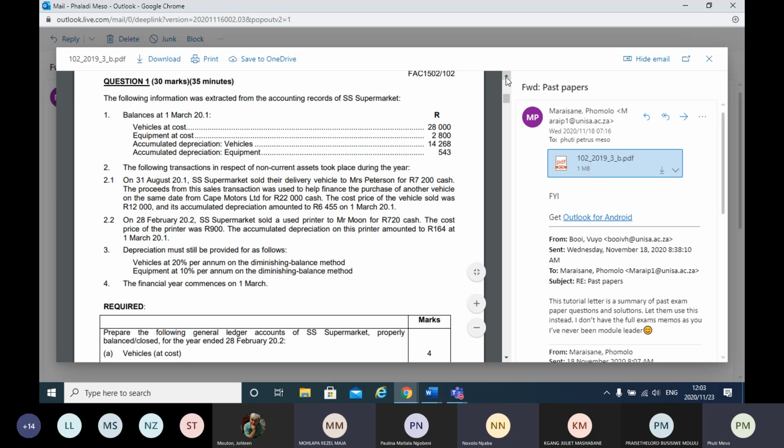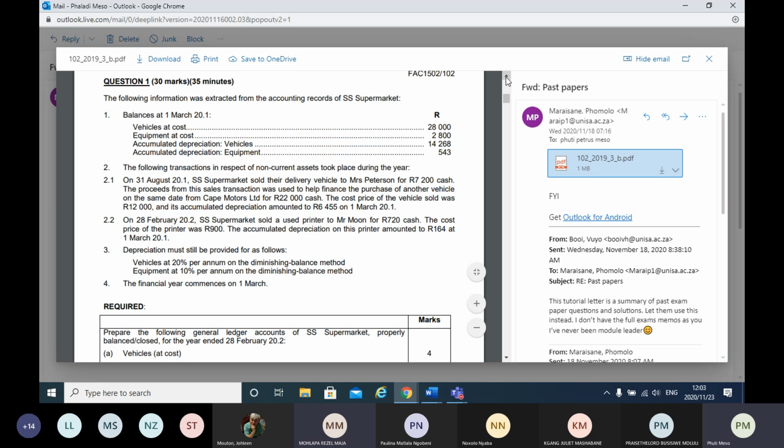Right. The same principle would actually apply. They say that the method for the equipment is 10% on the diminishing balance method. We know it's cost minus the accumulated depreciation. So in this instance, you're going to say 900 minus 164, and then you multiply that by 10.